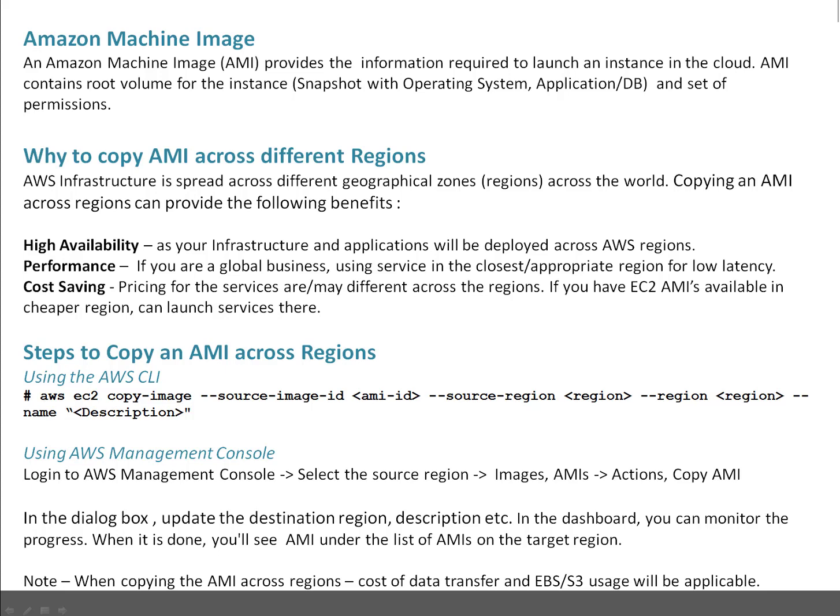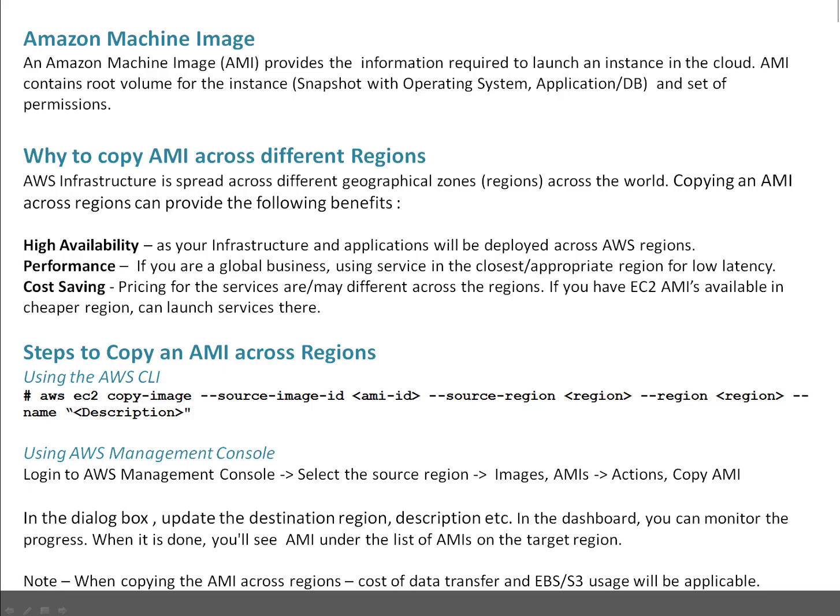The question comes to mind: why copy an AMI across different regions? What is the benefit we are going to get by following this particular exercise or activity? AWS infrastructure is spread across different geographical zones. In Amazon terms, we call them regions. Copying an AMI across regions can provide the following benefits.